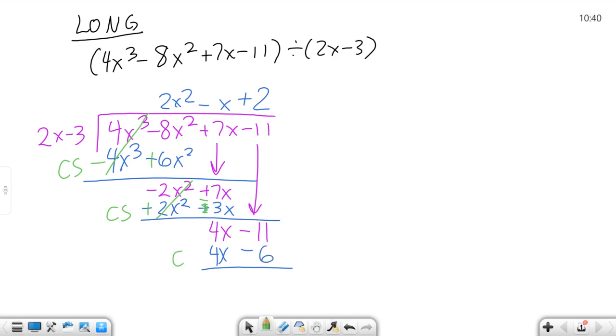After I get through multiplying, I change my sign, right? We subtract, but that's changing signs. Minus, plus, that cancels. And I'm left with negative 11 plus 6, which is negative 5. And that is my remainder, okay? That's my remainder. So what's my answer?